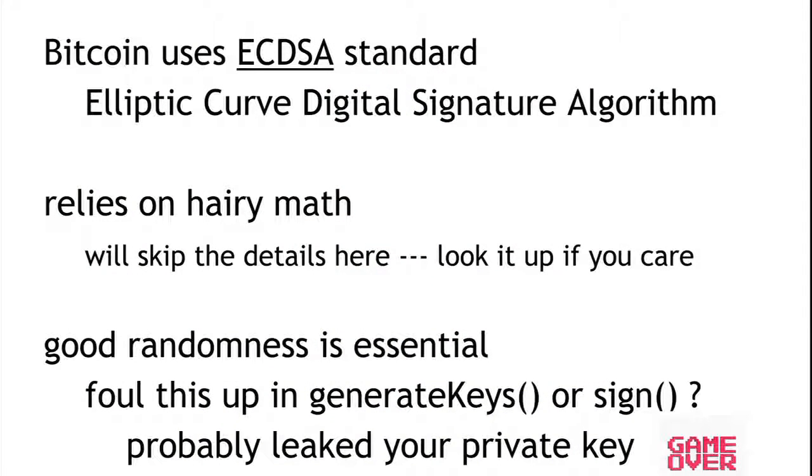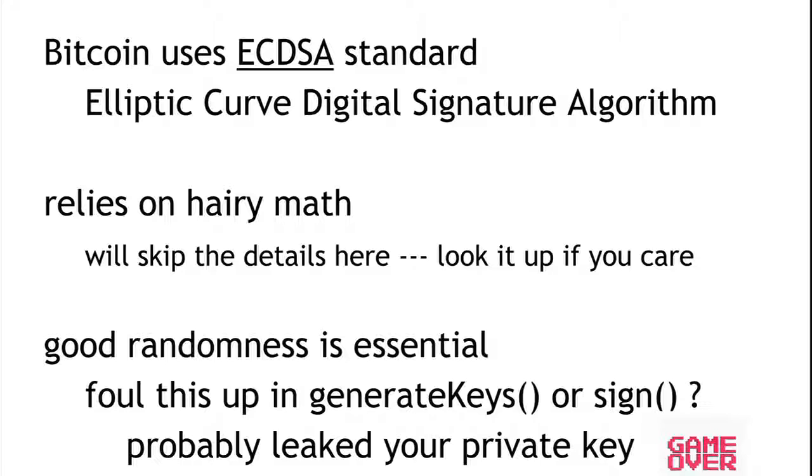Okay, now let's get into the nuts and bolts. Bitcoin uses a particular digital signature scheme called ECDSA. That's the Elliptic Curve Digital Signature Algorithm, and it's a US government standard. We won't go into all the details of how ECDSA works. It relies on some extremely hairy math, and trust me, you don't want to see all the details. You can look it up if you're interested.